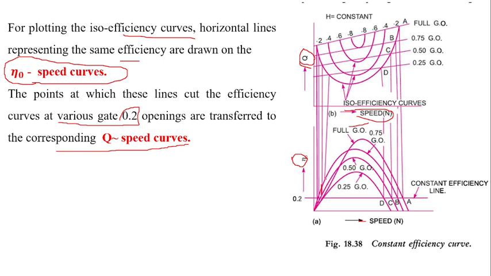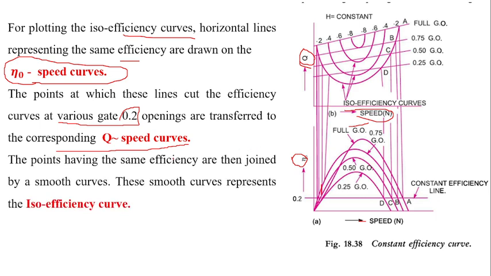We are joining the lines. The points having the same efficiency are joined by a smooth curve. These smooth curves represent the iso efficiency curve. The points having the same efficiency, which we are joining as lines with smooth curves, these curves represent the iso efficiency curve.